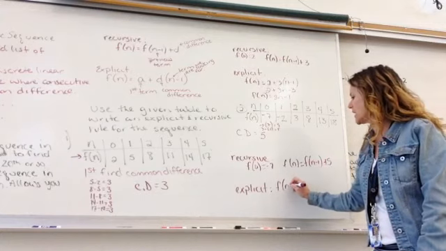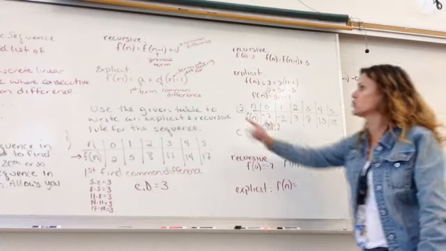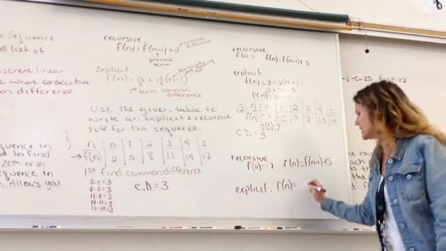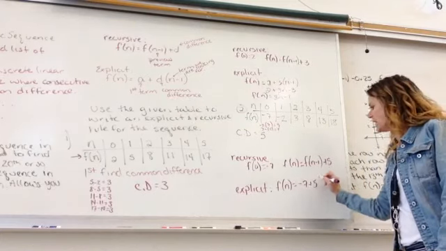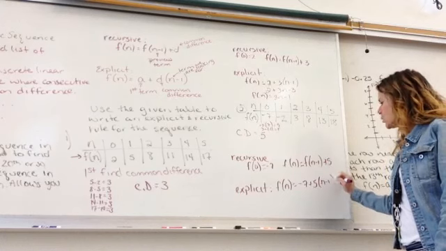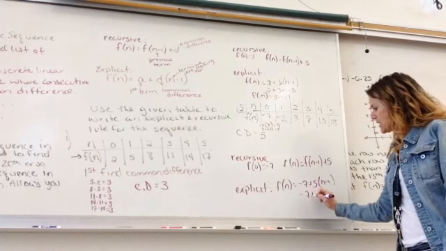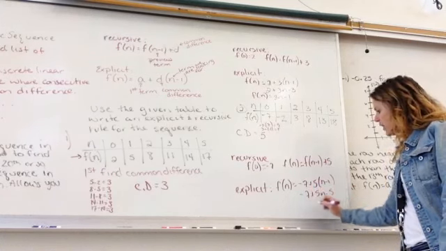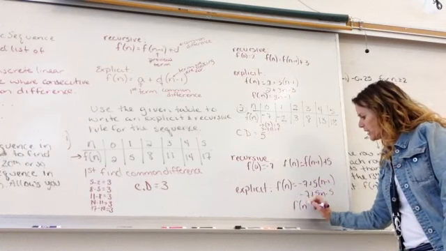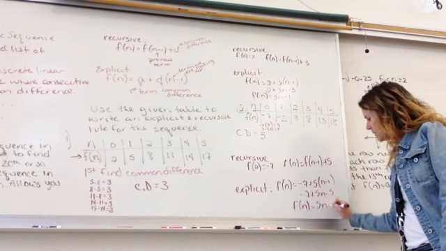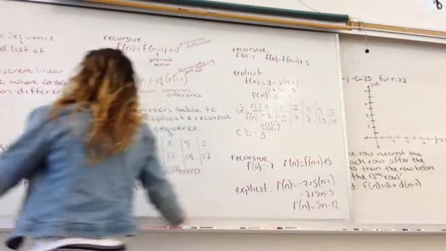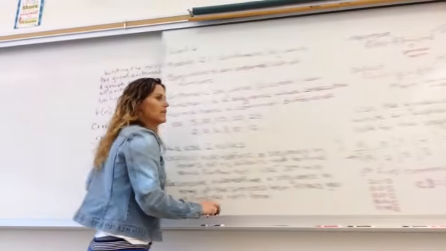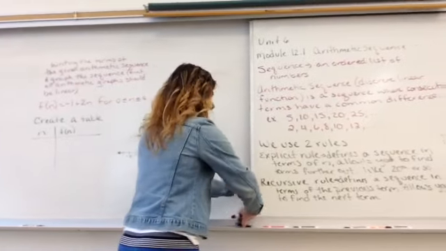Explicit formula, f sub n equals our first term, which in this case is negative 7, plus our common difference of 5 times n minus 1. Cleaning that up, that's negative 7 plus 5n minus 5. So our formula is f sub n equals 5n minus 12. And there we go. So we're going to go back over on this side, and we're going to work backwards just a little bit.